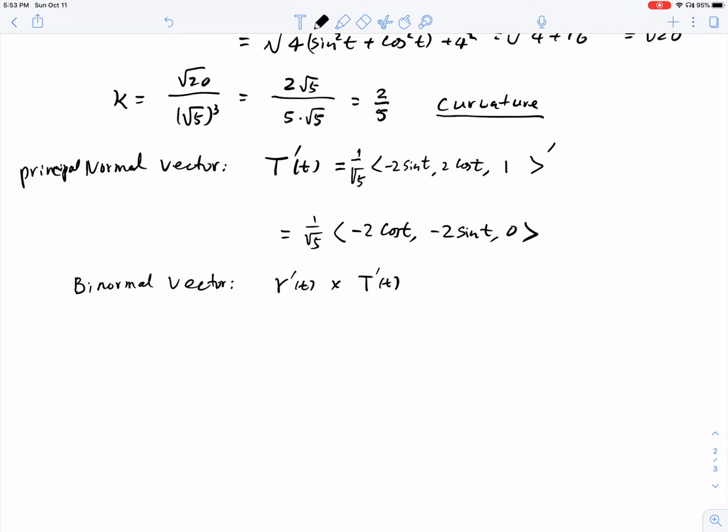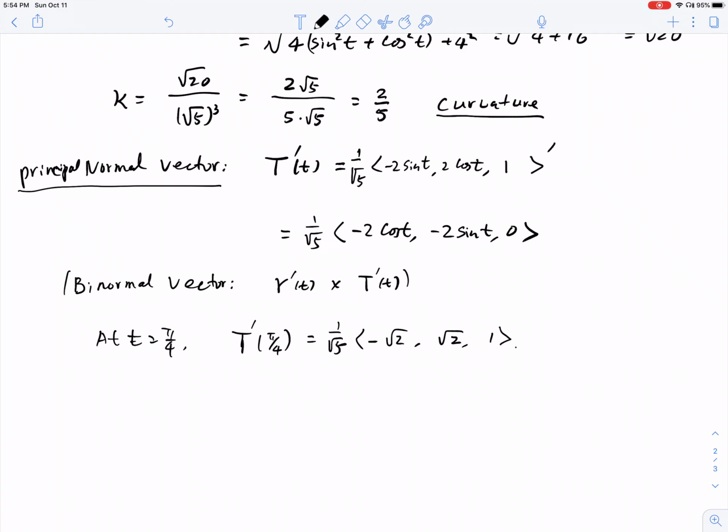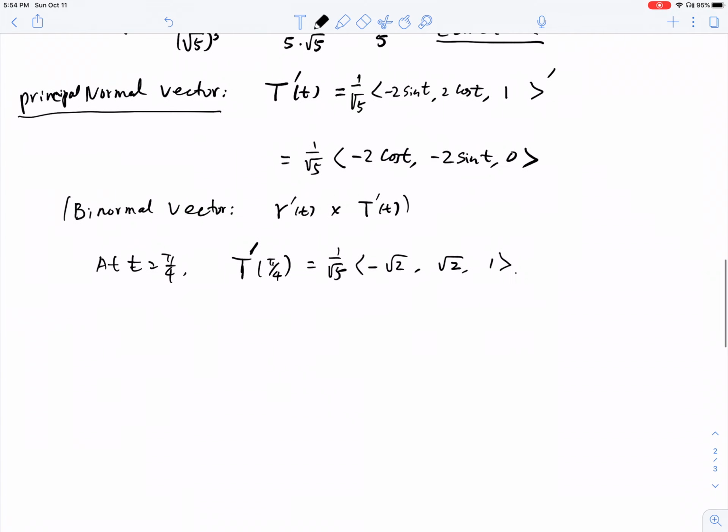Now, about the principal normal vector, this is for any point along the curve. You can also say at t is equal to pi over 4, T prime of pi over 4. That's going to be equal to 1 over root 5, and then here we have negative root 2 and positive root 2 and 1. Okay, so that's the principal normal vector.